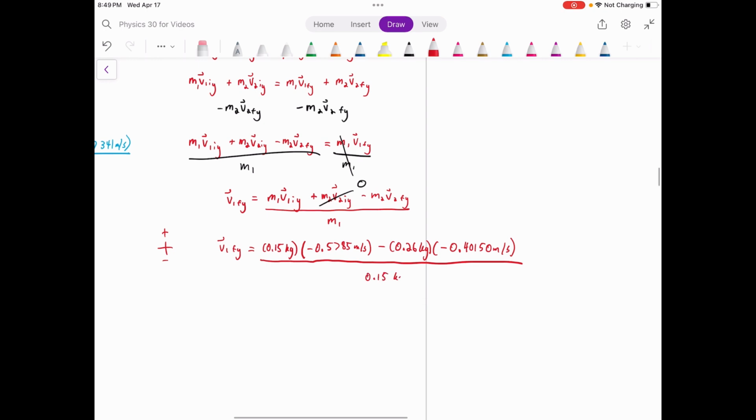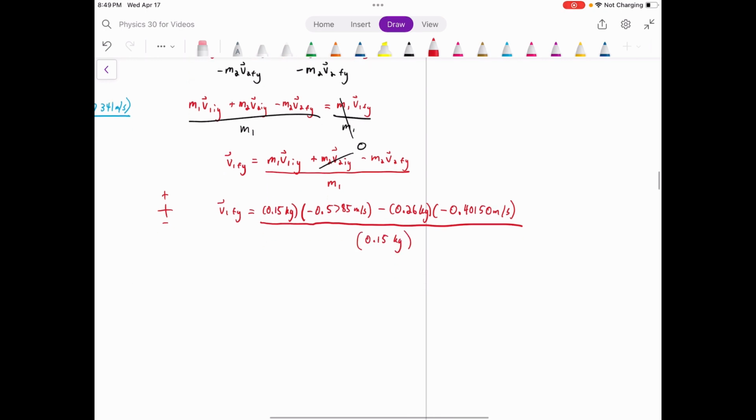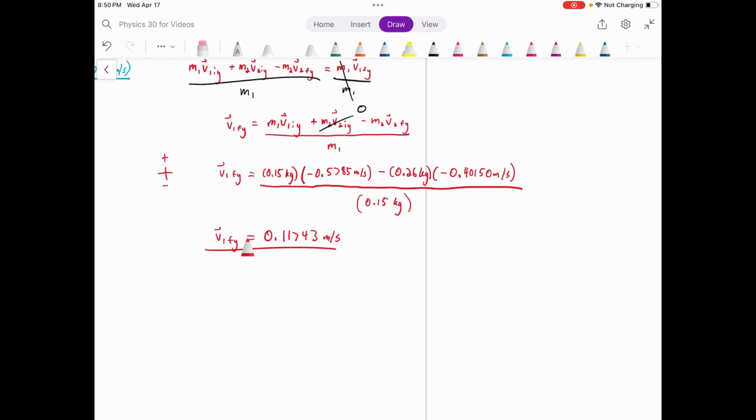Now, very carefully, we're going to put that in the calculator because we're dealing with some negatives there, and that can often lead to calculator mistakes. So again, I would multiply these, write down the result, or save it in your calculator, right? Then subtract the result, then divide by 0.15. And when I did that, I got that the y component of object 1's final velocity is positive 0.11743 meters per second. So this came out to be a positive.